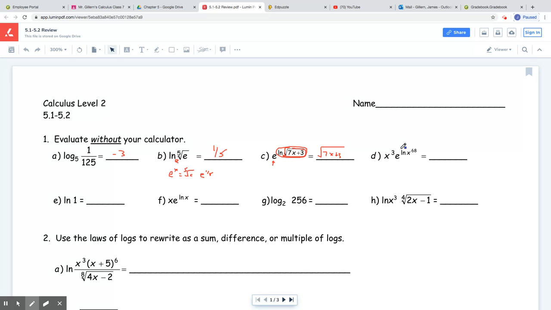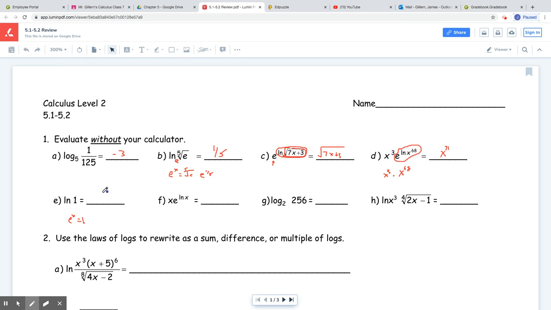So right here, we have the same exact type of example. We'll worry about this x cubed in a second. We have a log up in the exponent with the same base as we have here. So all of this just becomes x to the 68th. But we already have x cubed there. So what's x cubed times x to the 68th? x to the 71st.